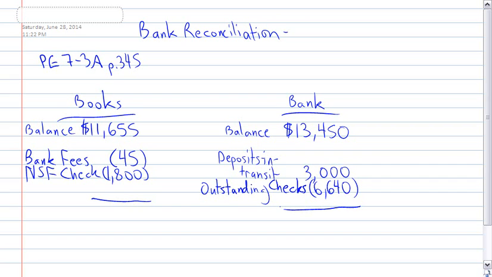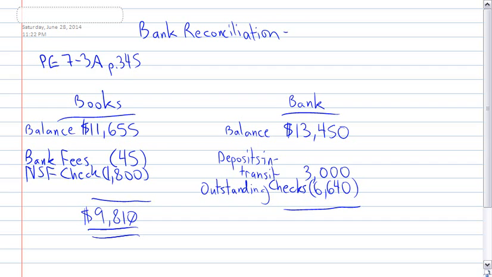So if I net 11,655 with those reconciling items, let's see what I get. Let's see, 11,655. I got a calculator here. It says that the adjusted bank balance, or the reconciled balance, should be 9,810. So the same thing should come up on the bank side. So in theory, the balances should be the same.